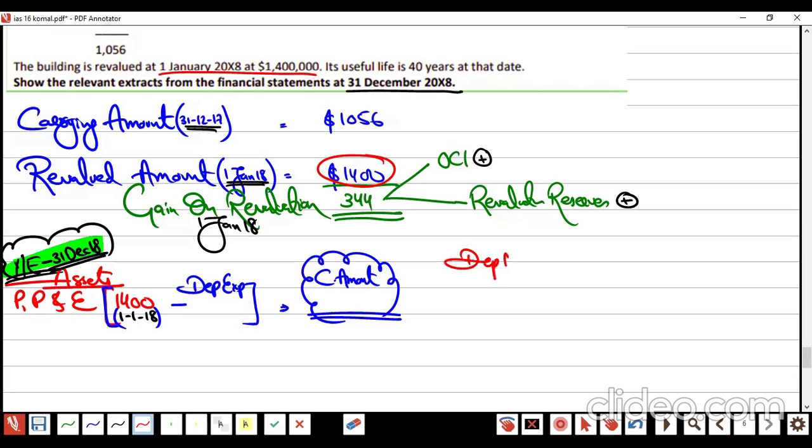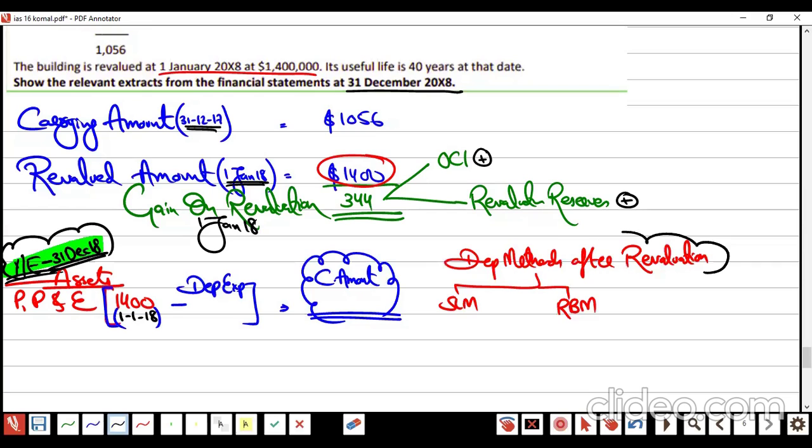Now be careful. You know depreciation methods, right? Which methods are there? Straight line method and reducing balance method. This is the depreciation we are computing after the revaluation, right? So straight line method, no need. Reducing balance will not apply. Both methods are equal. Got my point?